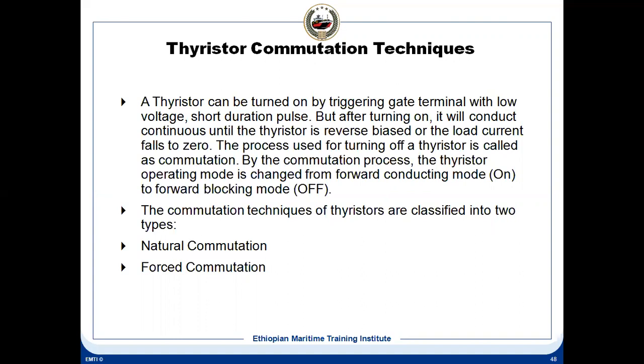What is commutation? Turning off a thyristor is called commutation. What are the methods of commutation? Two types: natural and forced commutation.